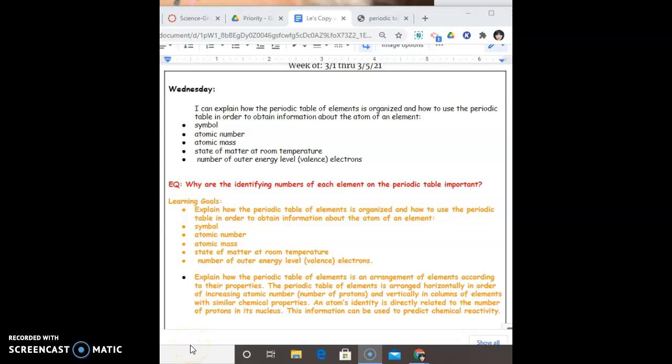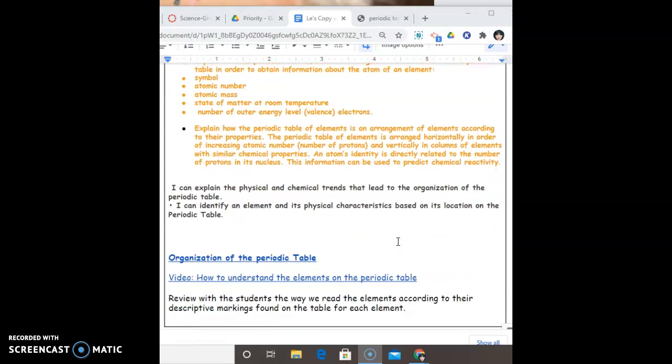Good morning, guys. Today we're going to be talking about the periodic table and the elements that are on the periodic table and how to read the markings to determine what you need to know about those elements for using the periodic table. Okay, so your learning goal today is to be able to identify numbers of each element on the periodic table and tell me why they are important. Be able to explain why they are important.